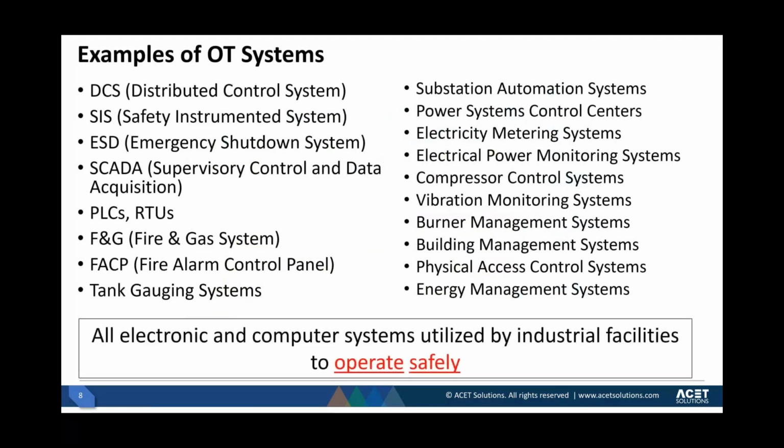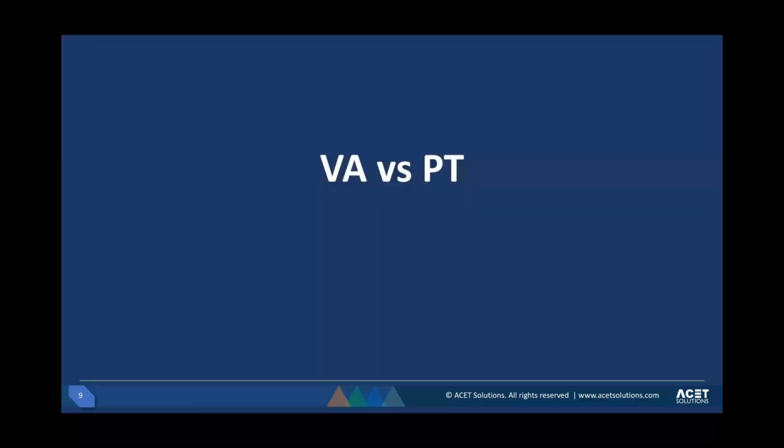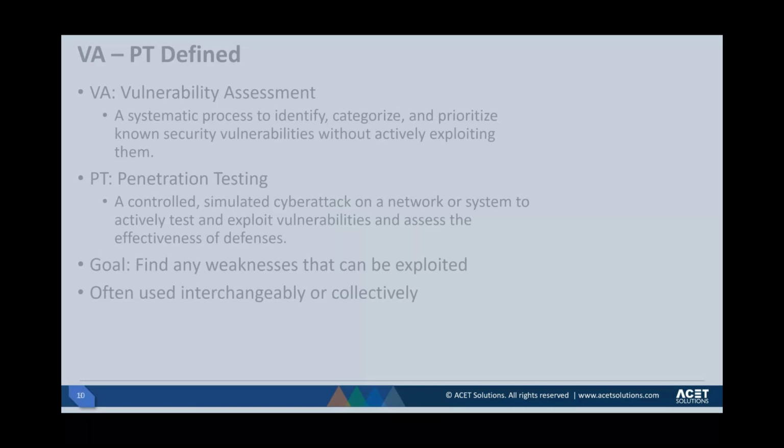So examples of OT systems, whichever ones you can relate with, it's good to have a little bit of a connection with what we are talking about, whether it's in oil and gas, petrochemical, electrical power, water, wastewater, even building management. All these systems constitute control systems. So with that background, let's get into the topic of VA versus PT.